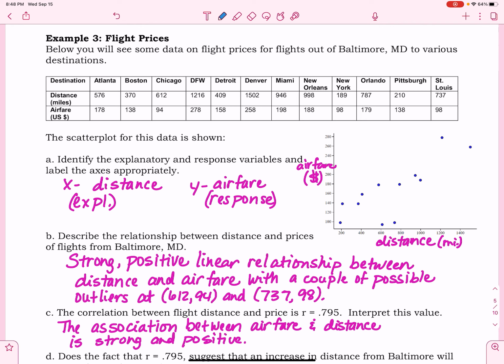So I've given you some data up here. I've given you destinations from Baltimore, Maryland to all of these other cities, and I've given you the distance, and I've given you the airfare. So if I were going to ask you which one's the response, which one's the explanatory variable, well, the cost of a flight generally has to do with how far away that city is. So the airfare would be something that would be predicted by the distance. So your distance is your explanatory variable and your airfare is your response variable.